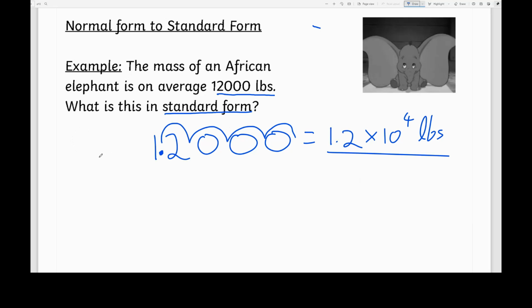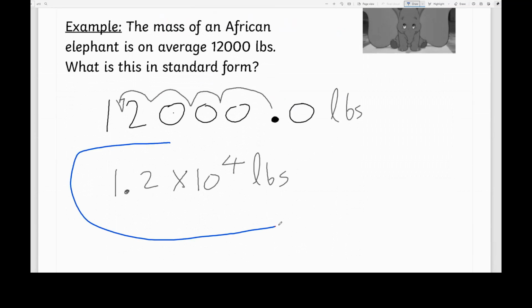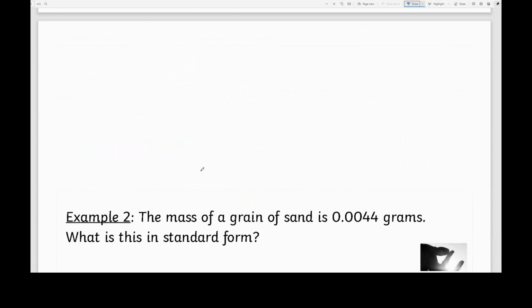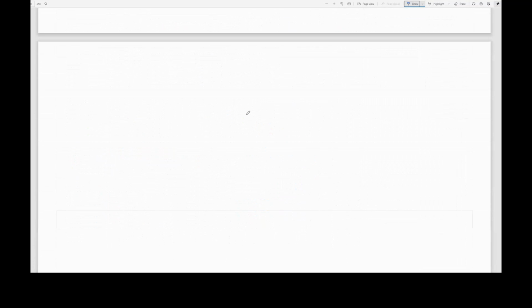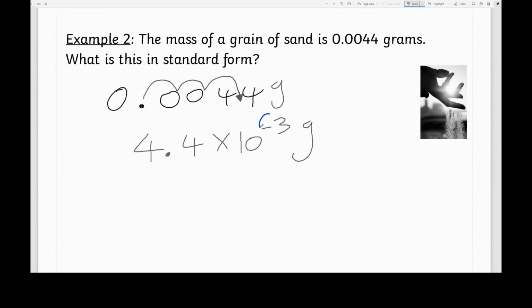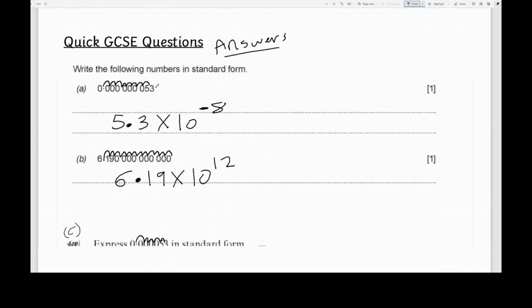Okay, so that's fairly straightforward. Now let's have a look at what we wanted to do today, which was adding in standard form. So if I just go down here, this is basically how we would do it, 1.2 times 10 to the 4. Mass of a grain of sand, it would be the same sort of thing, but you need a minus because this is very small, not a big number. Right, that's fine. I'm not worried about the GCSE questions here.